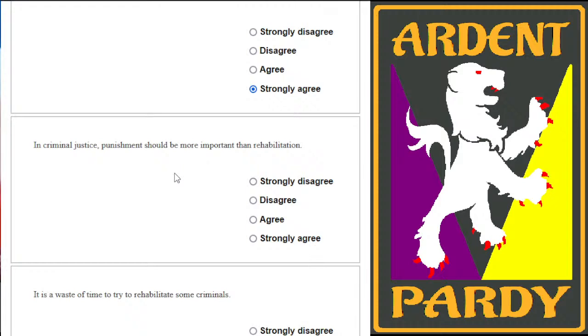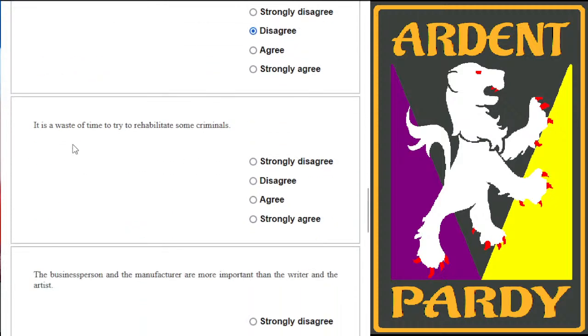In criminal justice, punishment should be more important than rehabilitation. I disagree. But I disagree lightly. Punishment is important, don't get me wrong. But if you can rehabilitate someone, it's far better to have them re-enter society as a productive person. It is a waste of time to try to rehabilitate some criminals. I strongly agree.